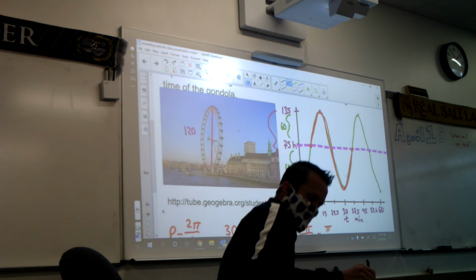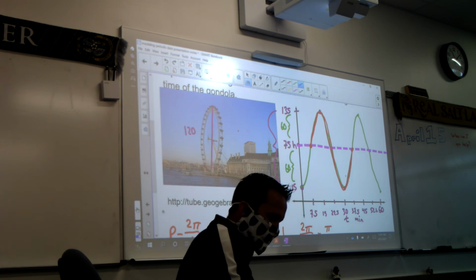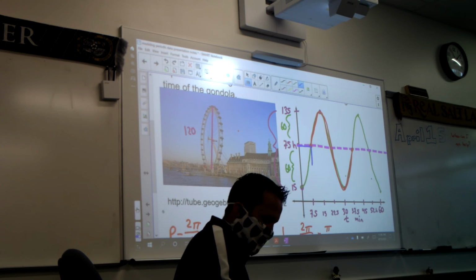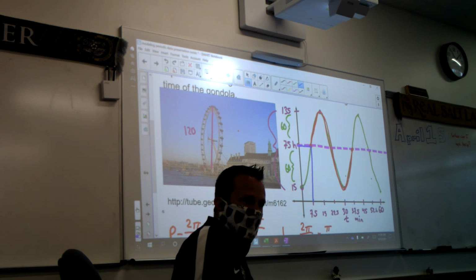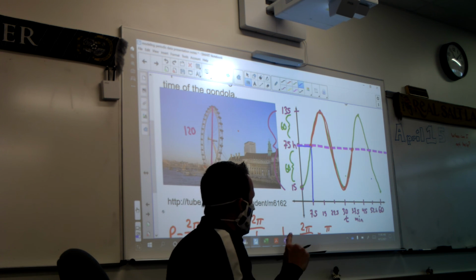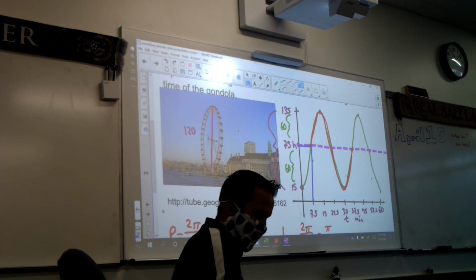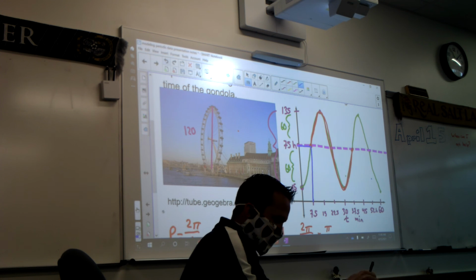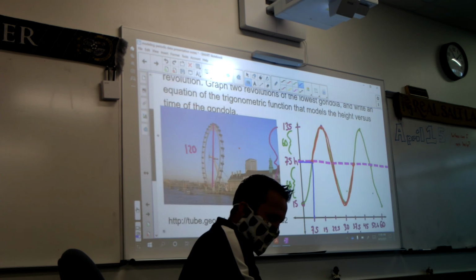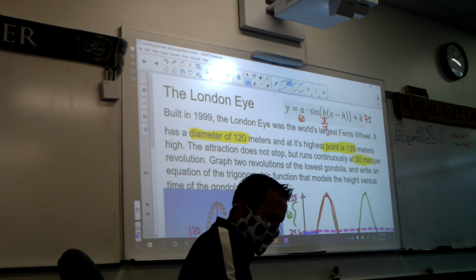This is how I visually think of this. I'm just going to go along the midline until I hit the graph, and then I'm going to drop down and say, how far was that? That was 7.5. So that means it was horizontally shifted to the right 7.5. Do I have to do those minutes? Yes. So when I come up here, I'm going to put 7.5 right there.